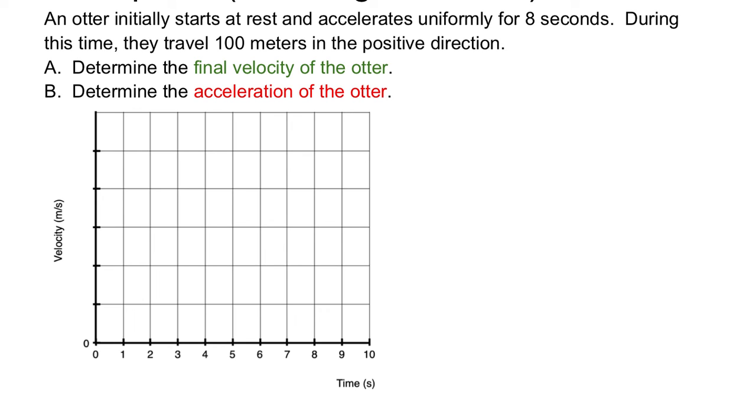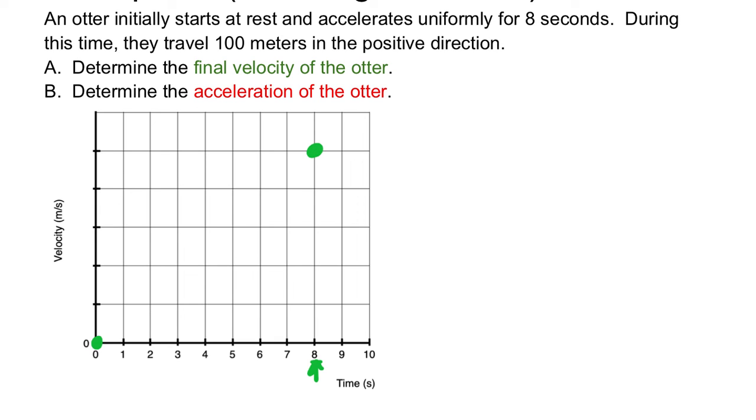So what we'll do first is make a shape that we know is correct. So for instance, we know that our otter began at rest, so I'm going to place this green dot here. And then we also know that the otter moved for 8 seconds, so our next dot is going to be in line with this 8 somewhere. I'm just going to go up here.